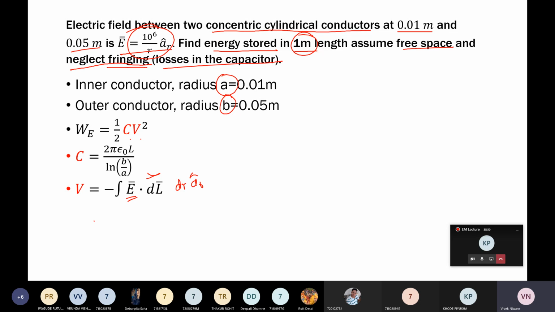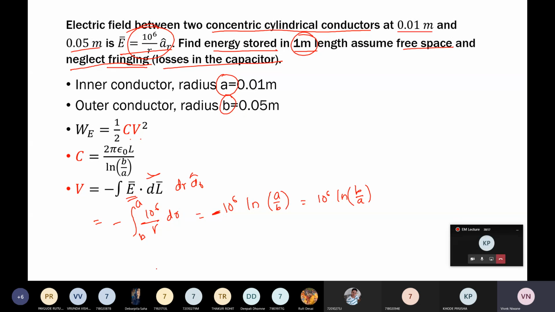Put the values in the integral, so we will have minus 10 raised to 6 upon R dr. So that will be kind of minus 10 raised to 6. यहाँ पे रेडियस रखेंगे. रेडियस कैसे आती है? हमेशा आउटर से इनर में आती है. So ln of A upon B, or we can incorporate this negative sign as 10 raised to 6 ln of B upon A. Opposite कर दिया.